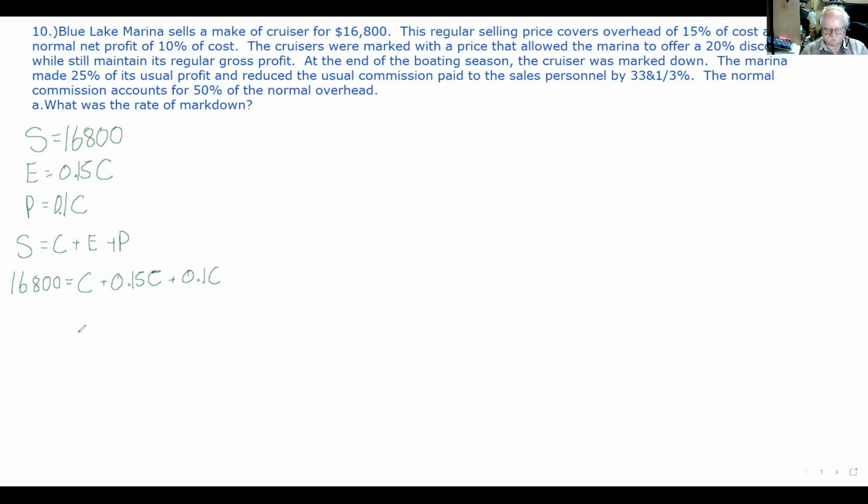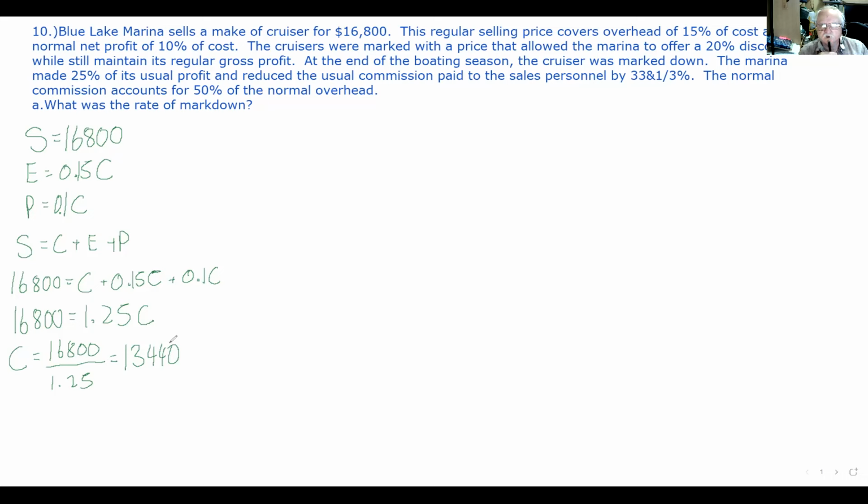So 1 plus 0.15 plus 0.1. So this is 16800 equals 1.25 cost. So cost equals 16800 over 1.25. And we have an answer of 13440, which looks good. So now they tell us about the artificially inflated price.